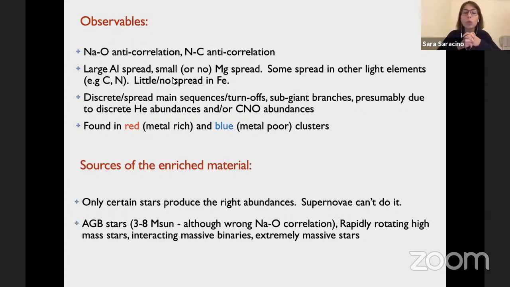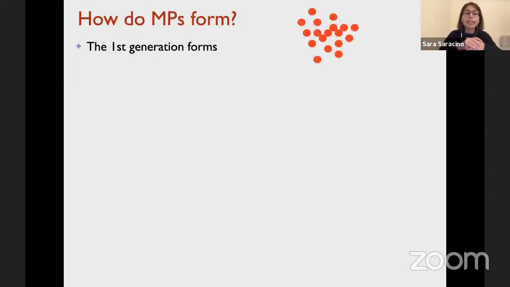And so this is the reason why all the scenarios try to consider as polluters very massive stars, AGB stars that are quite massive, quite evolved stars, or other kinds of objects like interacting massive binaries or extremely massive stars. This is kind of naive, but just to give you a brief cartoon of how the process of multiple populations works, I will show you how the AGB scenario is developed, but all these scenarios are based on the same assumption, so we can consider this valid for all of them.